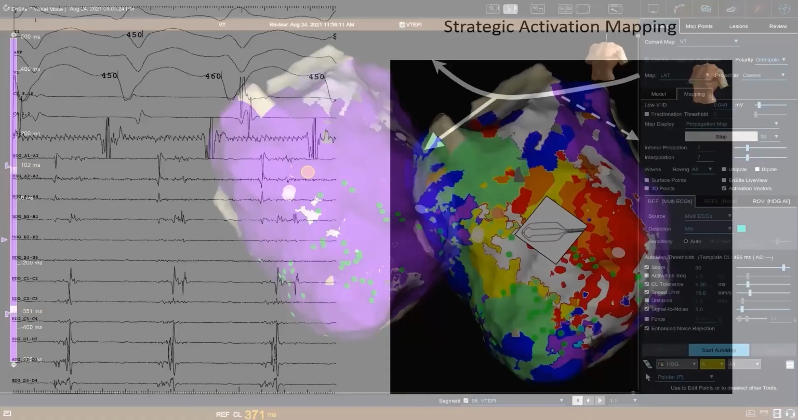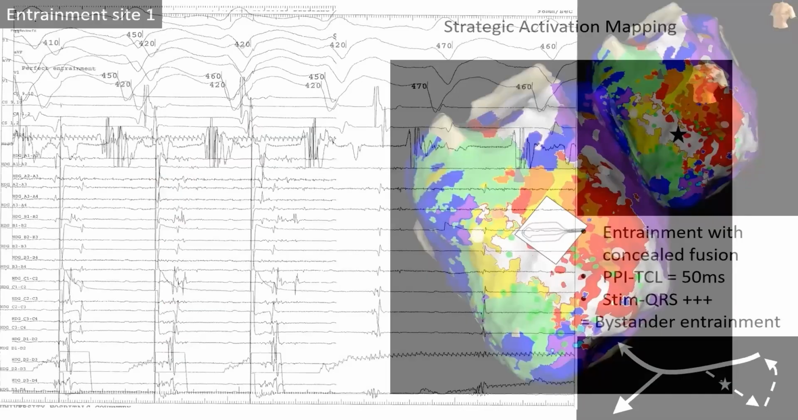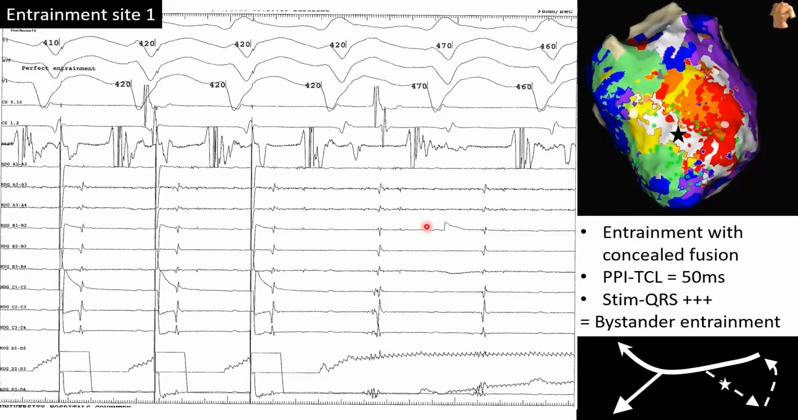So this is strategic activation mapping. So we placed the grid at the site where we thought VT would be induced. And as we induce VT, we immediately see mid-diastolic potentials. This is entrainment from what we believed was a bystander entraining here. And you can see that we have a perfect QRS, entrainment with concealed fusion, with a long stim to QRS with a long PPI. So this is all consistent with bystander entrainment.